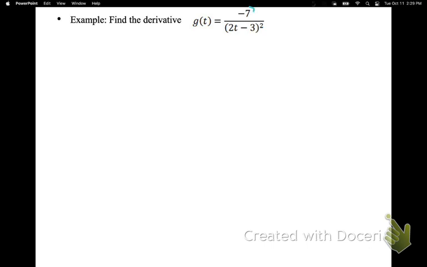Can this -7 just go out in front? We can just kind of kick it out, can't we? So we could rewrite it as -7 times 2t minus 3 to the what power? -2. The -2. Can you just do that because it's a whole number? Yep. It's a constant. So that -7 is just going to hang out, right? So -7 times -2 would be 14.